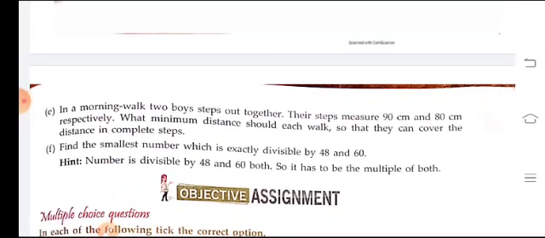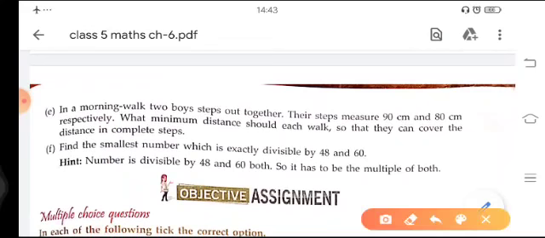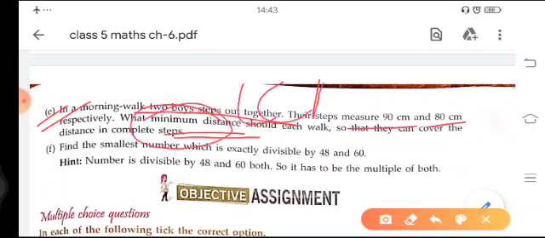See, in part E you will see, in a morning walk, two boys step out together. Their steps measure 90 centimeter and 80 centimeter. What is the minimum distance each should walk? So they are asking about the minimum distance. Then again you have to find the LCM.